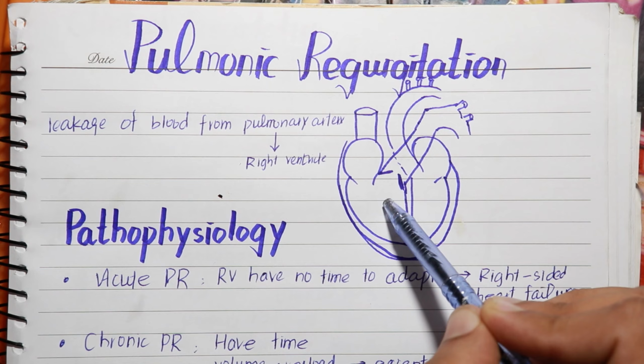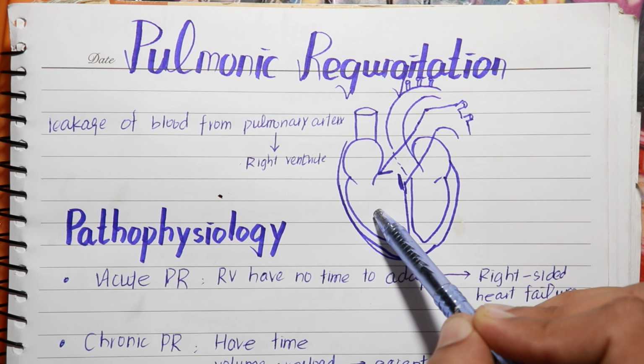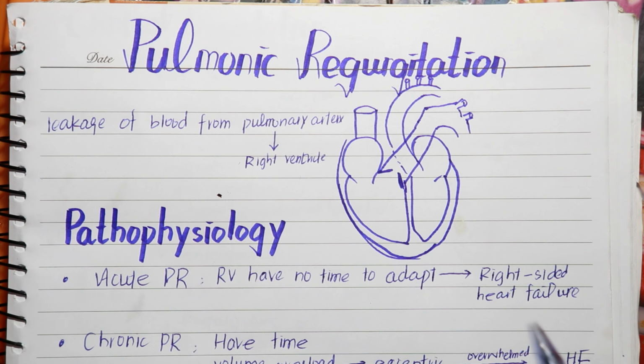Pulmonic regurgitation, the leakage of blood from the pulmonary artery into the right ventricle. This is the pulmonary artery and this is the right ventricle. If there is leakage of blood from the pulmonary artery into the right ventricle, it is pulmonic regurgitation.